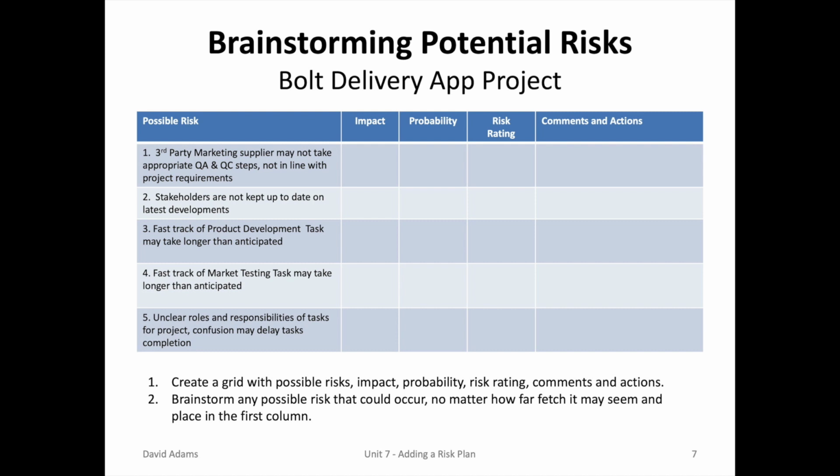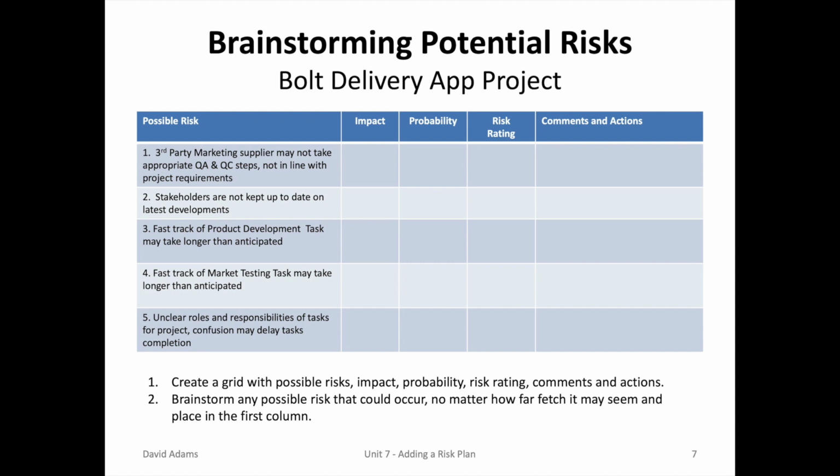3 and 4 apply to something we've already done. It's the fast track actions for product development tasks and the marketing test task. And the 5th risk is unclear roles and responsibility of tasks for the project, and there's confusion which causes delay for completion.